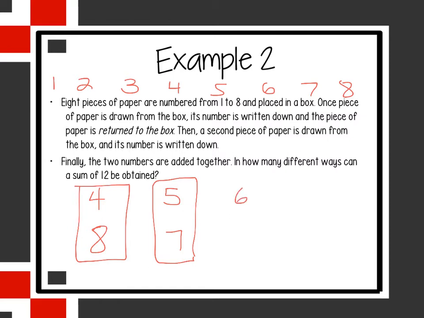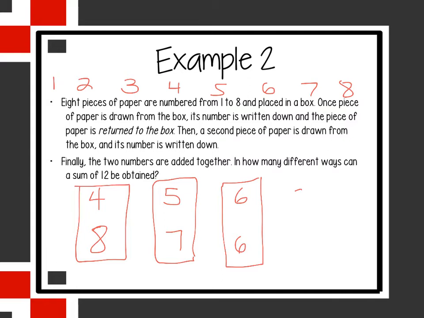6 and 6. So the numbers return to the box, right? So I grab 6, but I put it back. I pull another number, and it can be 6. No, it says how many different ways. So not how many different pairs, how many different ways can it be pulled. So if I first pull out an 8 and I pull out a 4, am I reaching 12? And is it a different way than pulling out 4 and then pulling out 8?